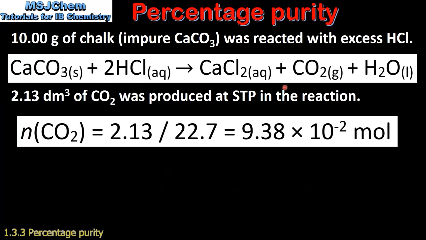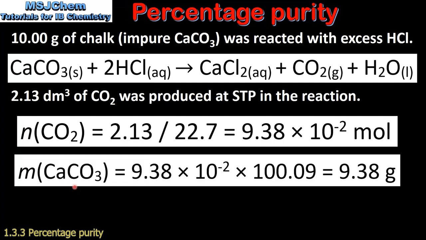If we look at the molar ratio of carbon dioxide to calcium carbonate, we can see it's a 1:1 ratio. Because calcium carbonate is the limiting reactant, 9.38 times 10 to the negative 2 moles of calcium carbonate must have reacted to produce the same amount in moles of carbon dioxide.